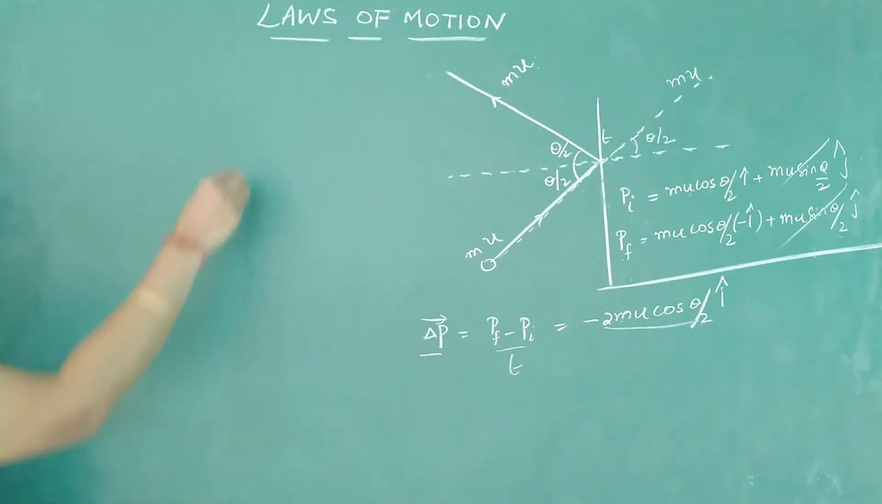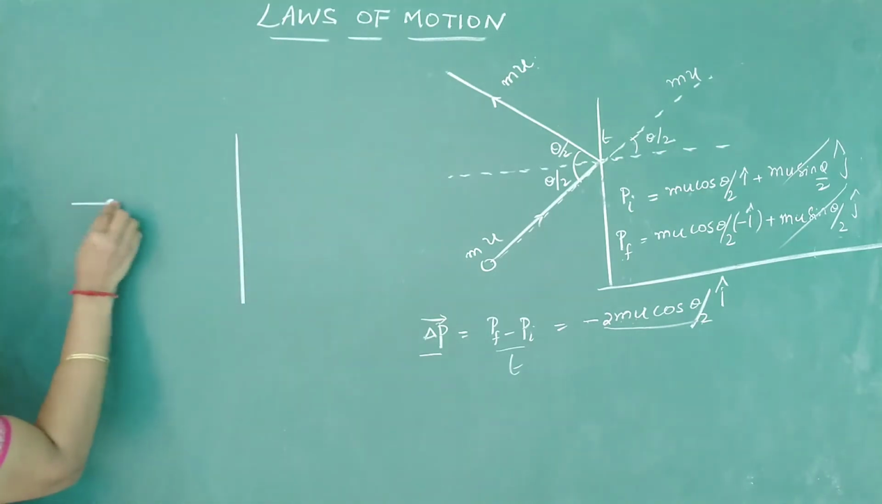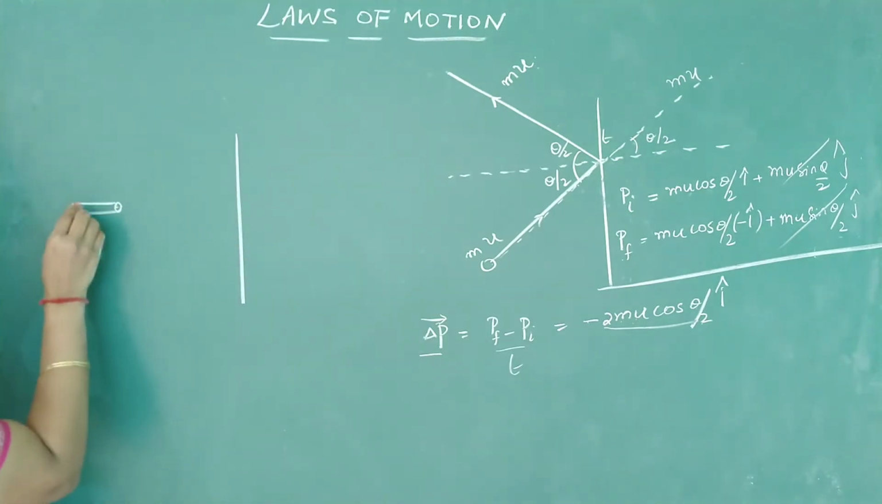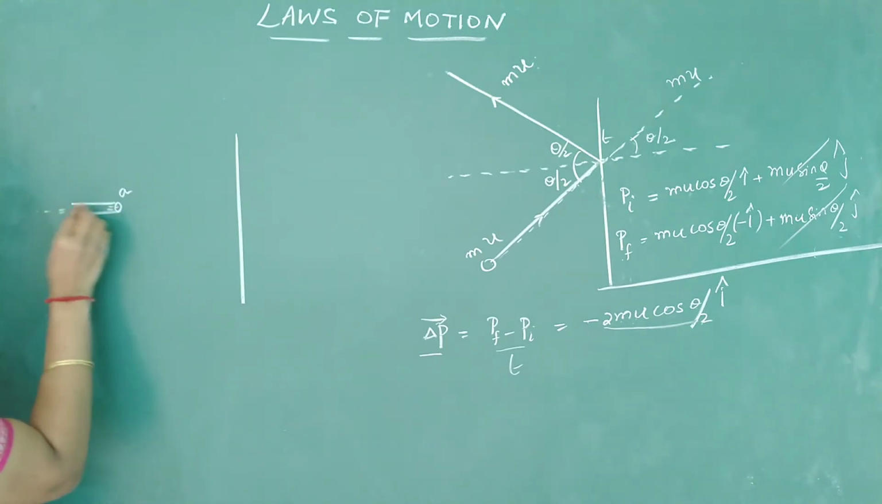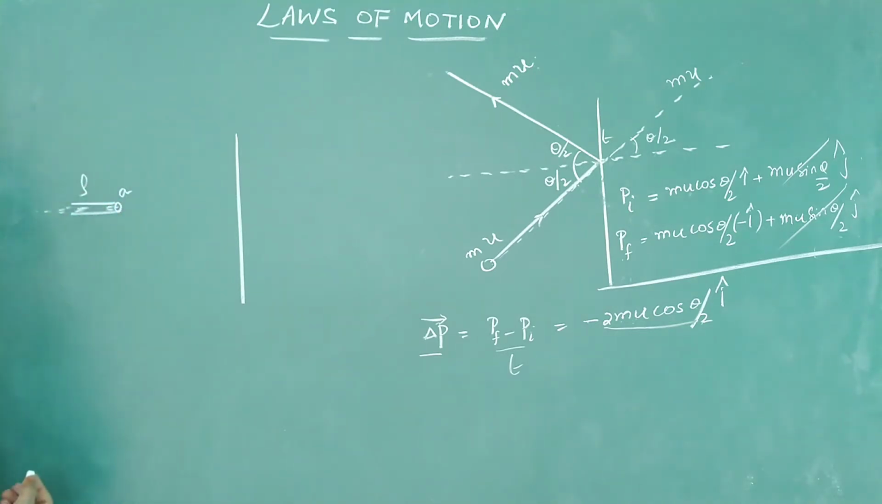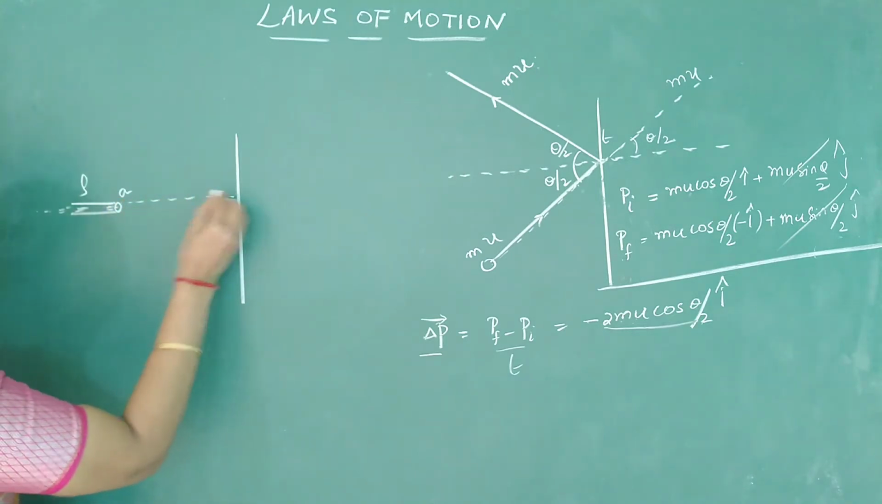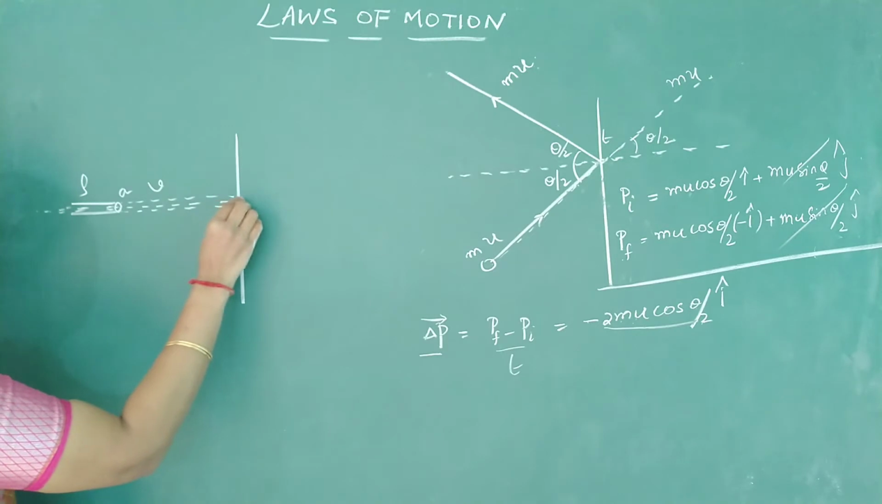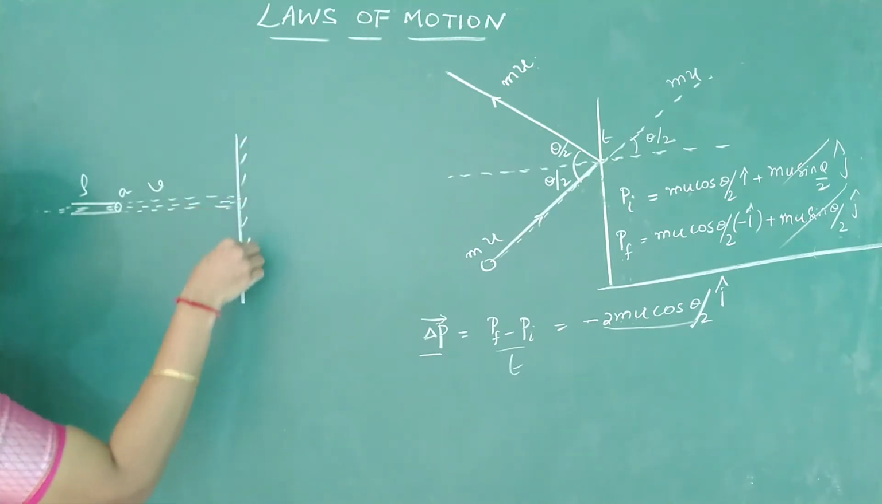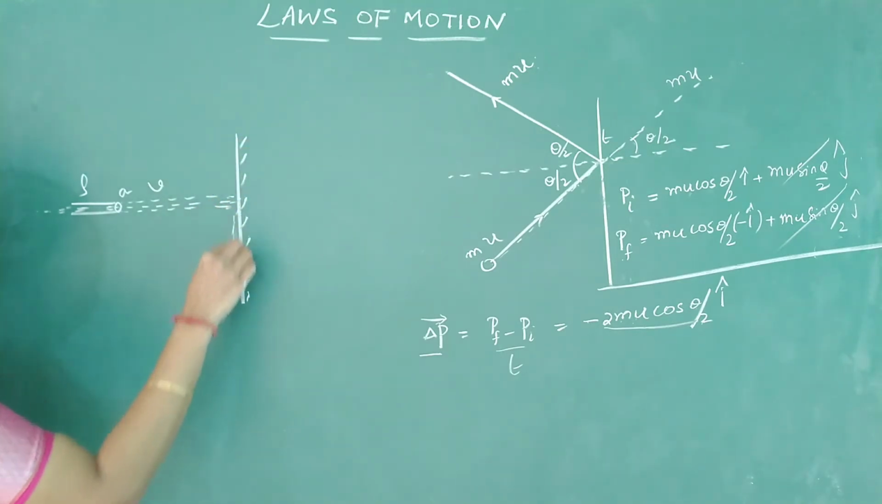Okay, you have a hose pipe. This is a hose pipe whose area of cross section is small a. It is carrying the liquid of density rho. Water is coming out with a velocity v. It is hitting this vertical wall and falling down.